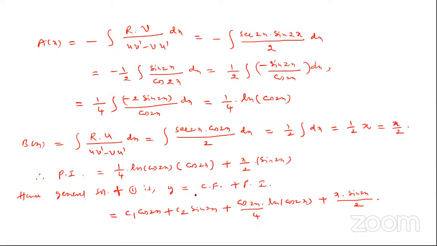Okay, so this is the first problem on the method of variation of parameters. So let us move on to do one more problem on this.